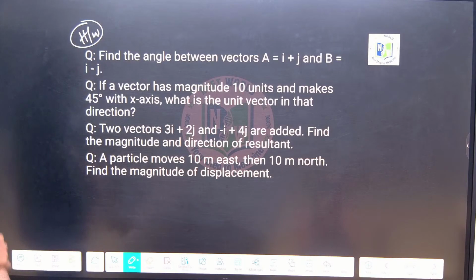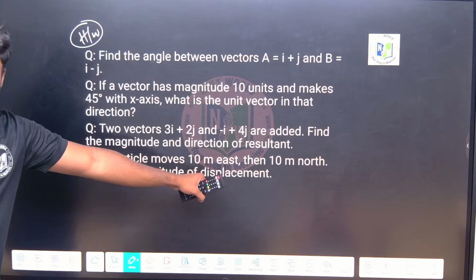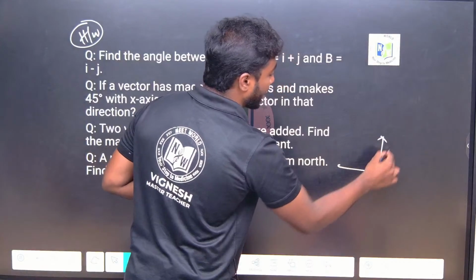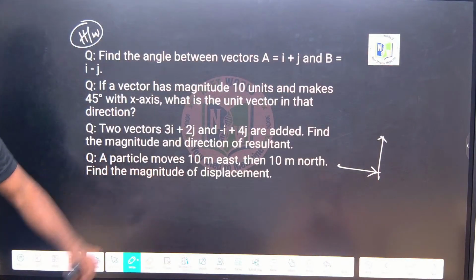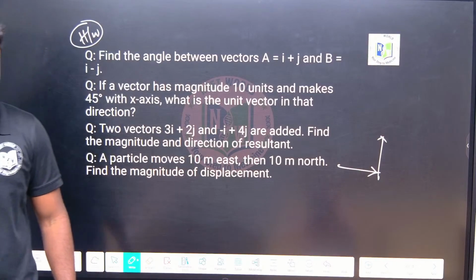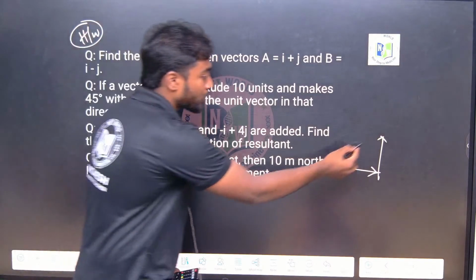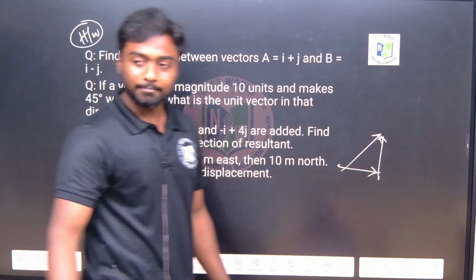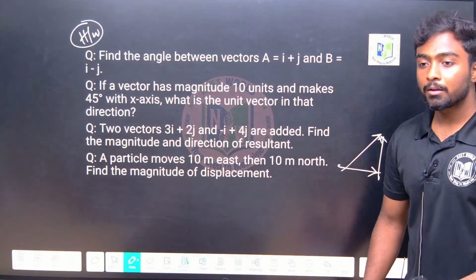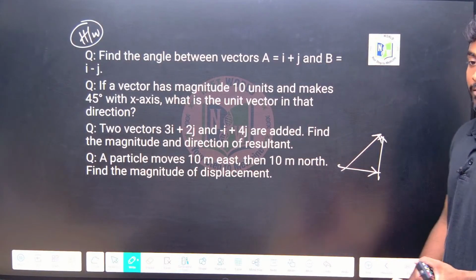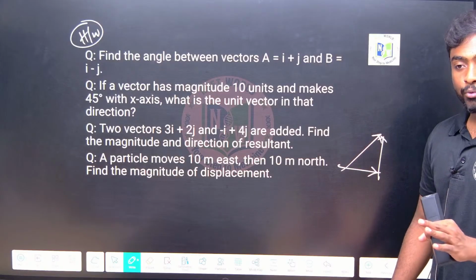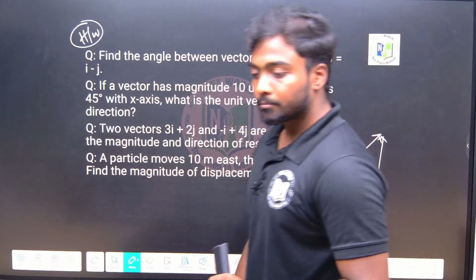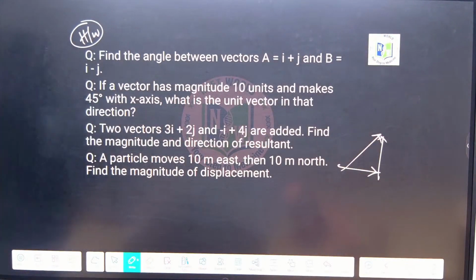Next, a particle moves 10 meters east, then 10 meters north, going like this and then in this direction. Find the magnitude of the displacement. Magnitude of displacement means shortest distance. The resultant will be my shortest distance. Square root of A square plus B square plus 2AB cos theta. Cos 90 is 0, so we get the square root of A square plus B square. Take these questions first. I gave the hint also.